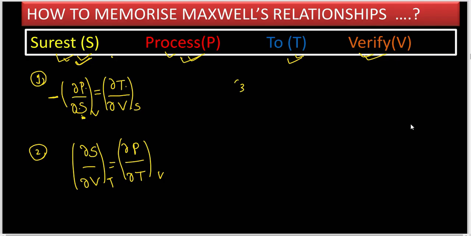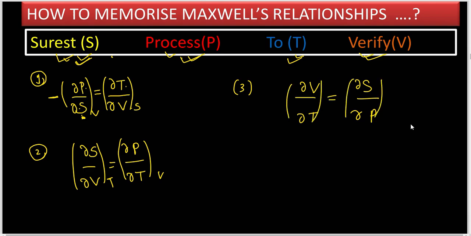And the third equation. Start from the next position. This is surest process to verify. Put del, put del, del by, equal to, by. The third equation is an odd number, so put a negative sign. This is the third equation. So totally four equations.